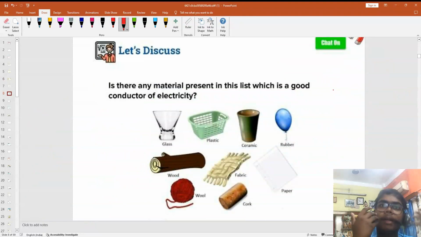And the rest you know that lemon juice is a conductor because it has acid. Caustic soda is a conductor, it is a base. So this you all know, right?